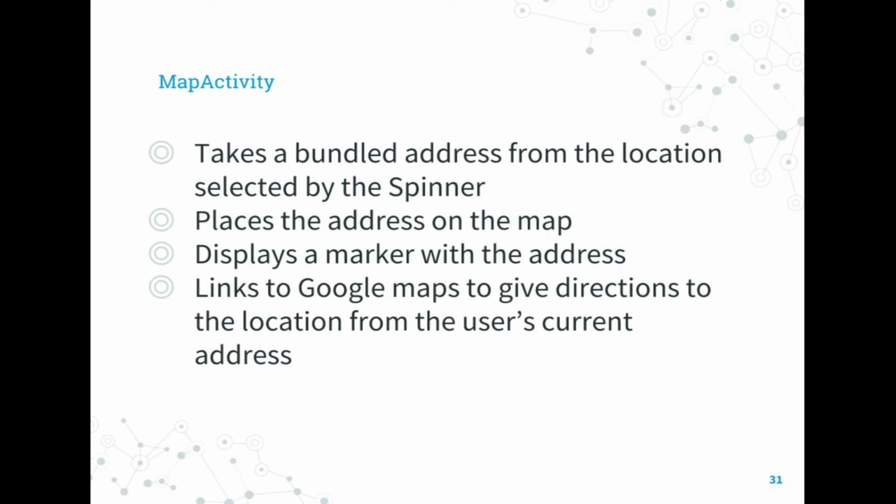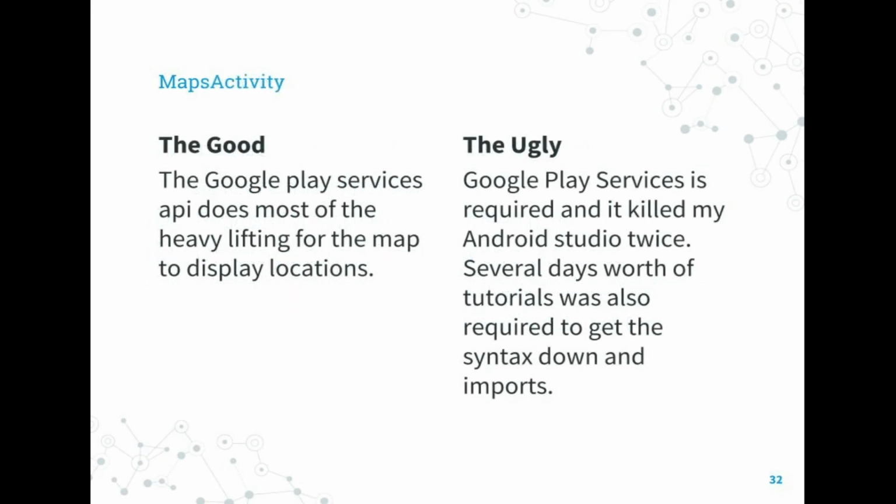At the bottom of the map, in the bottom right-hand corner, is a link to the Google Maps, which will allow the user to get directions to that location from their current location of their device. So some of the good things that I encountered in developing this activity: Google Play services, particularly the Google Maps and the API for that, does most of the work for you, so a lot of it's integrated. It's just a matter of learning how to call on it to display those particular locations.